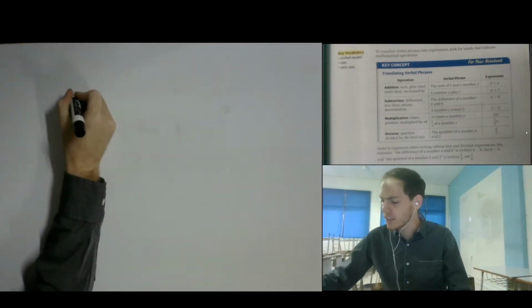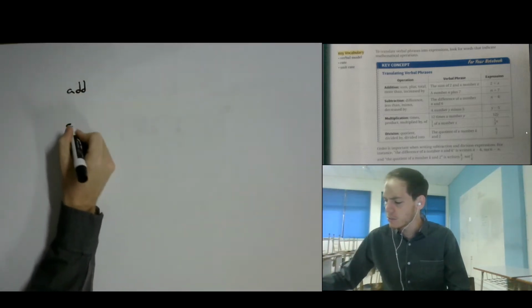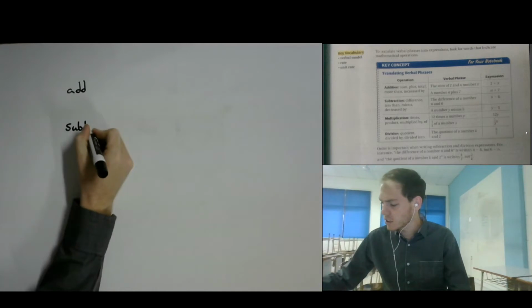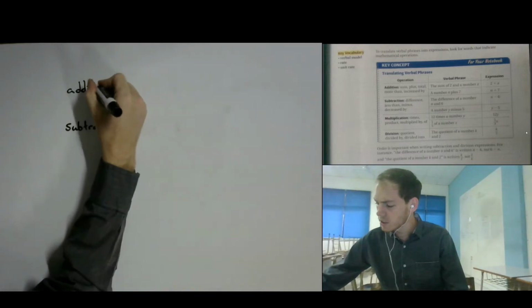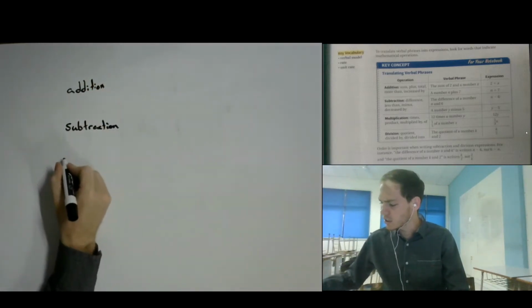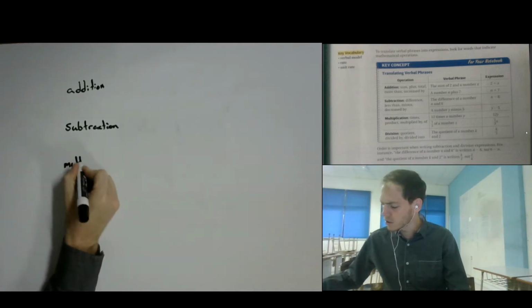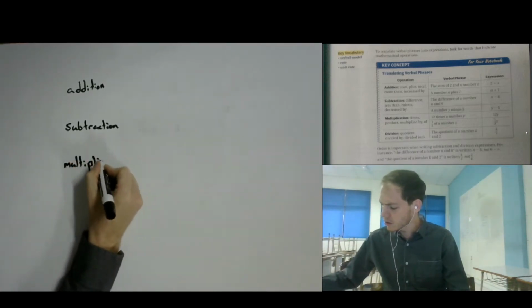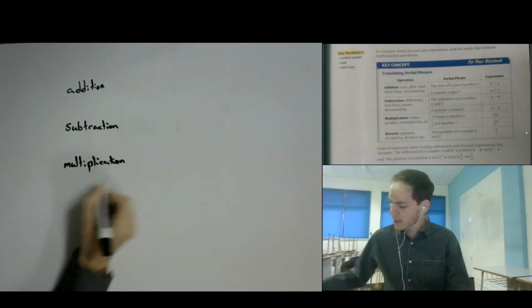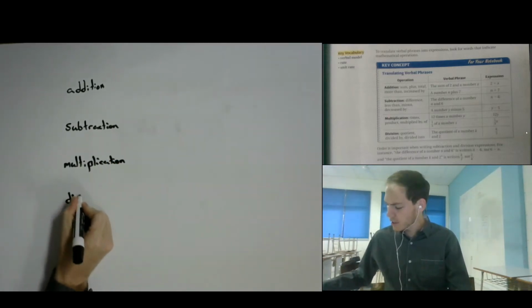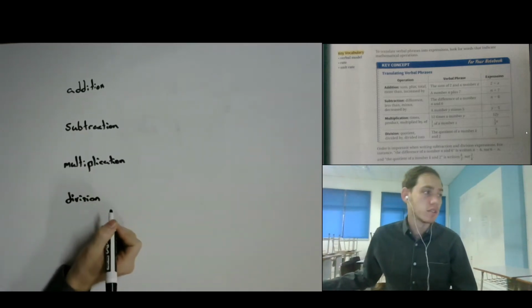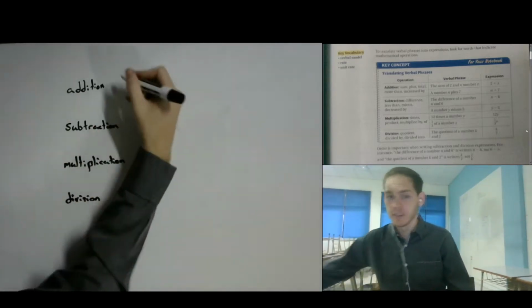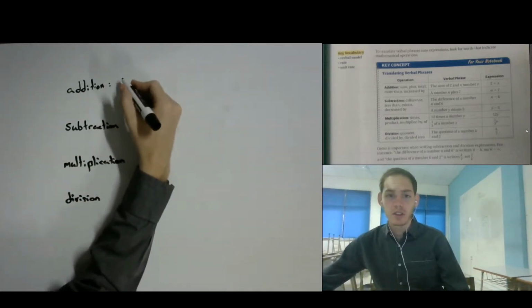So we have four operations: addition, subtraction, multiplication, and division. Now, are there other verbal phrases? Yes. There are other verbal phrases, but these are the key ones. Now I want you to make note of all of these.